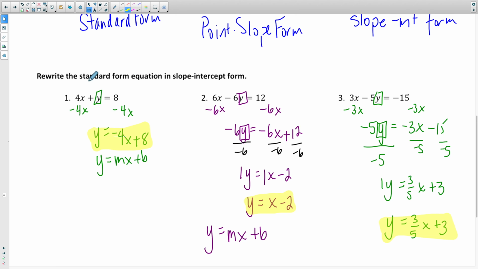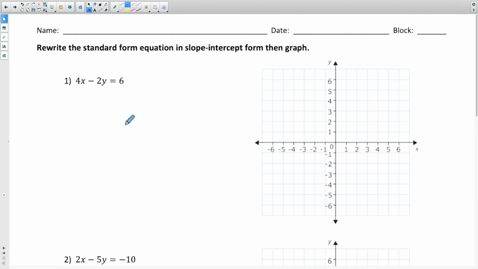Okay, so that is how we change things over from standard form to slope intercept form. Now, of course, the whole reason we do that is so that we can graph things, right? So that's what we're going to do on this page, is we're going to switch the forms, and then after we switch forms, then we're going to graph it. So once again, my goal is to get down to the form y equals mx plus b. How am I going to get there? Well, I need to isolate my y. I'm going to do PEMDAS backwards.